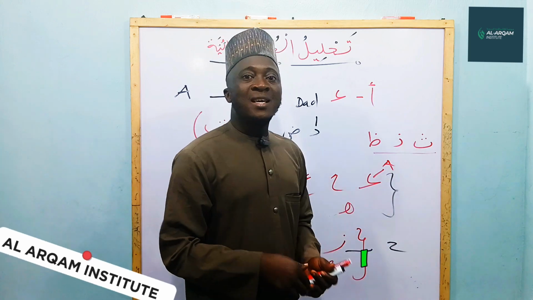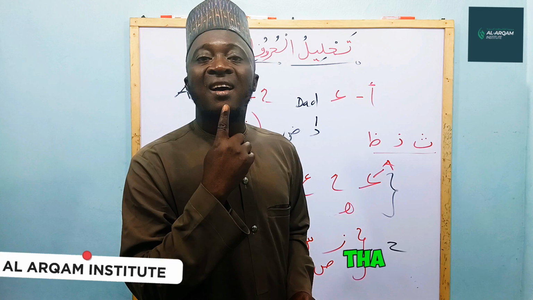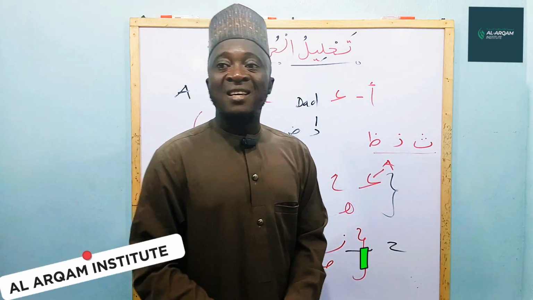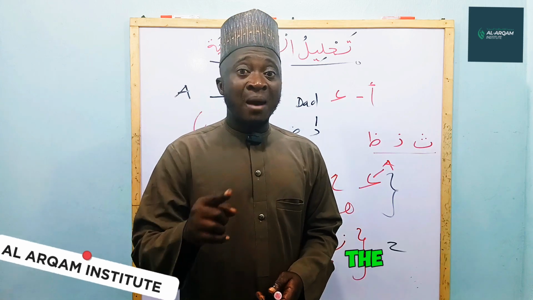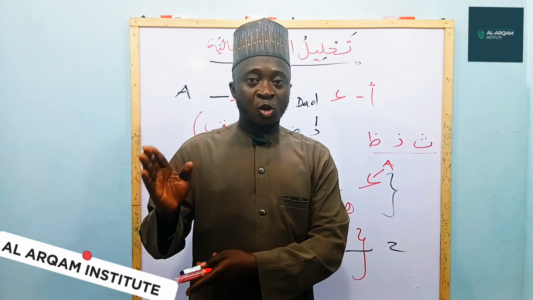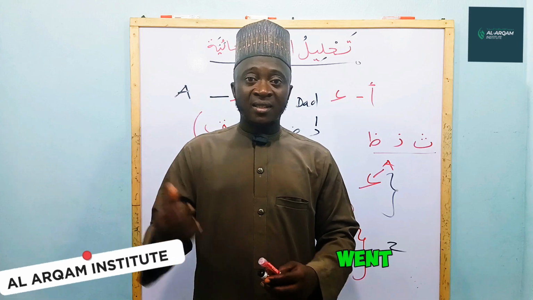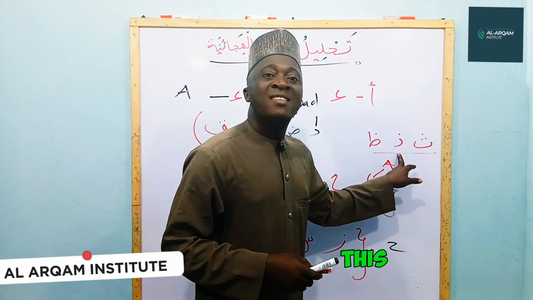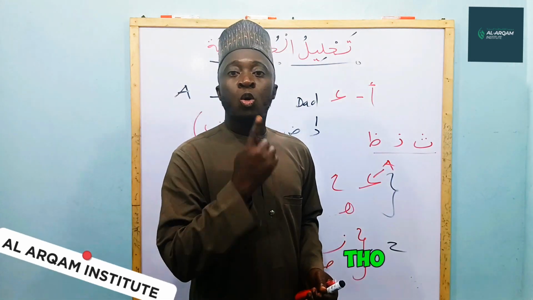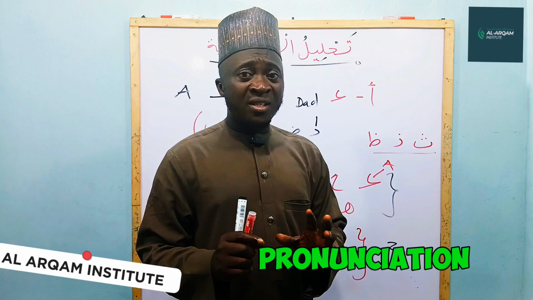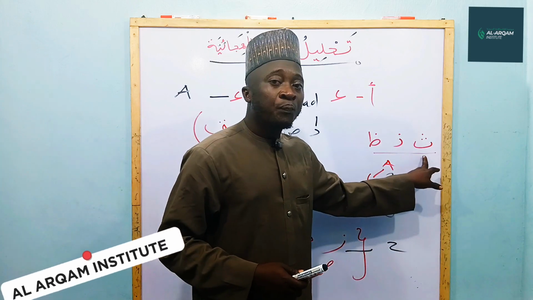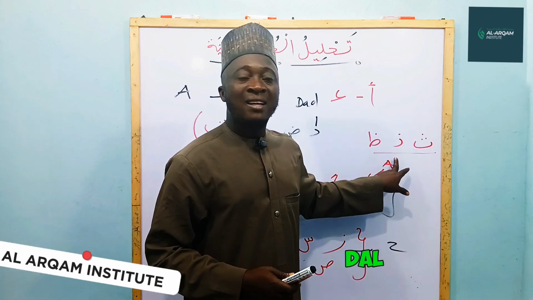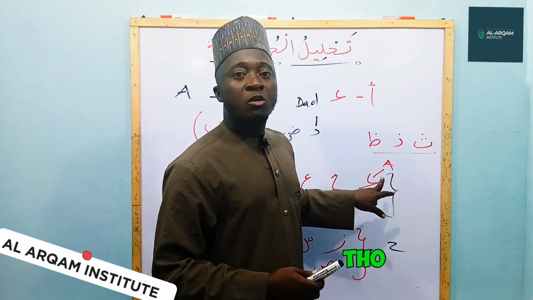So there is a difference when I say tha for this one, and I say dhal for this one. If I say dhahaba, dhahaba means he went, or if I say dhahabat, she went, that is past tense. So the letter in dhahaba is this, and this is dho. So you can see the pronunciations are very clear. Tha, dhal, and this is dho.